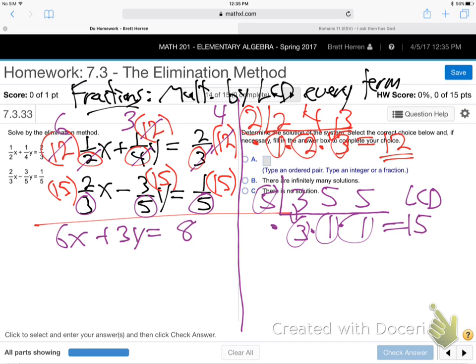So 3 goes into 15 five times. Multiply 5 times 2: 10x. Good so far. See how the leftovers multiply? Cross cancel. Leftovers multiply.